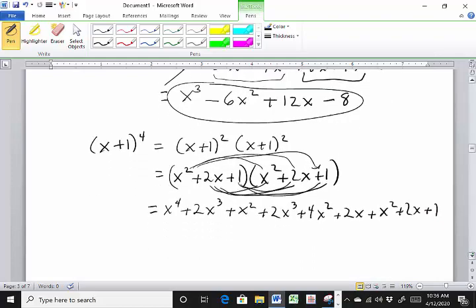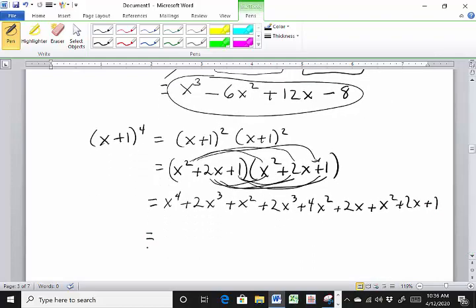And now we have to go through combining like terms. There is no 4th power term besides x to the 4th, so that's done. We have a 2x cubed and a 2x cubed, so that's going to be 4x cubed.